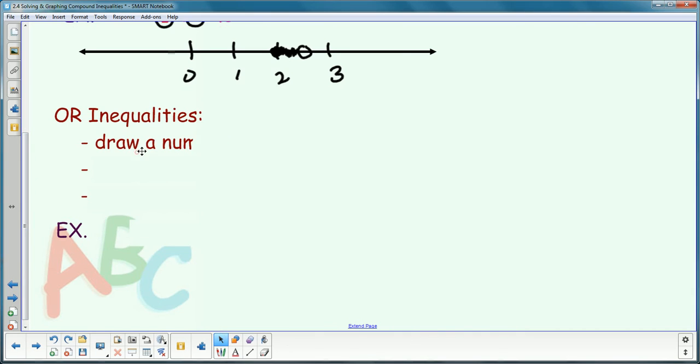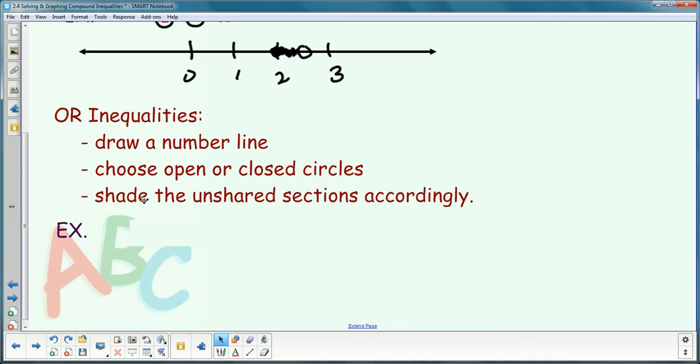For an or inequality, same idea, draw a number line, choose open and closed circles, same criteria as above, and then now we're going to shade the unshared sections, meaning not between. So now we want not between the circles.